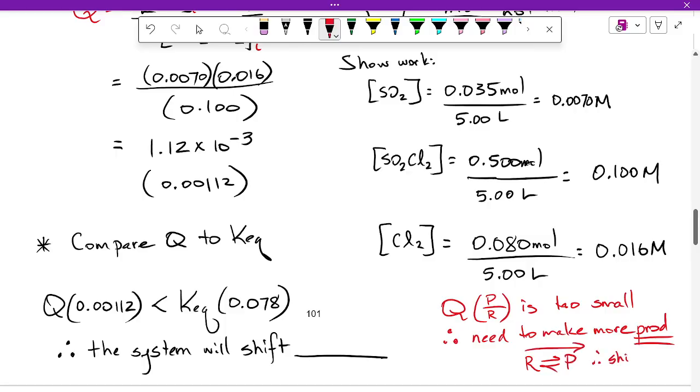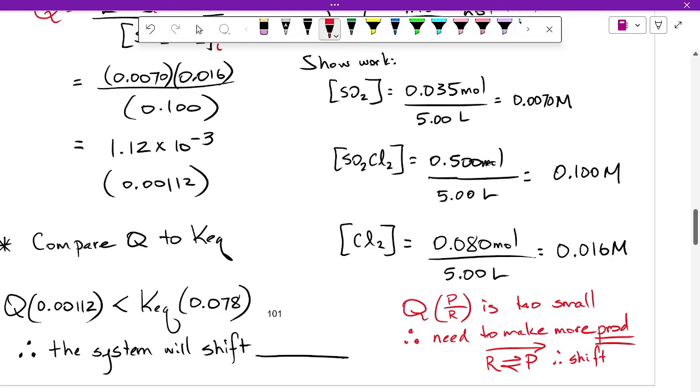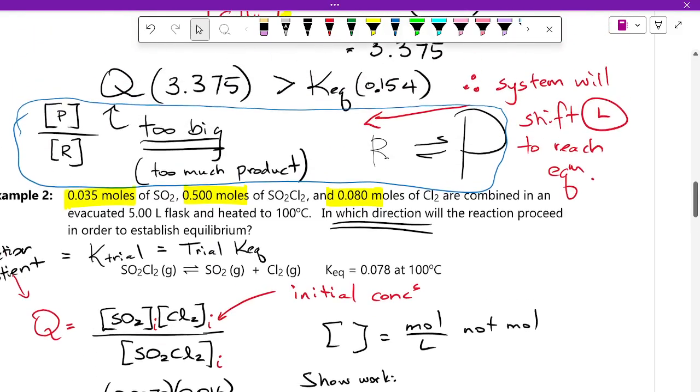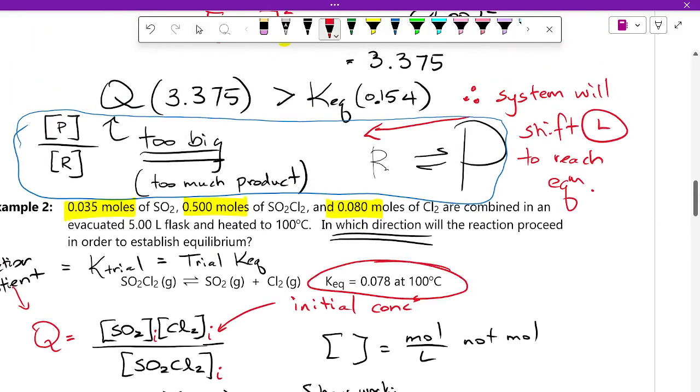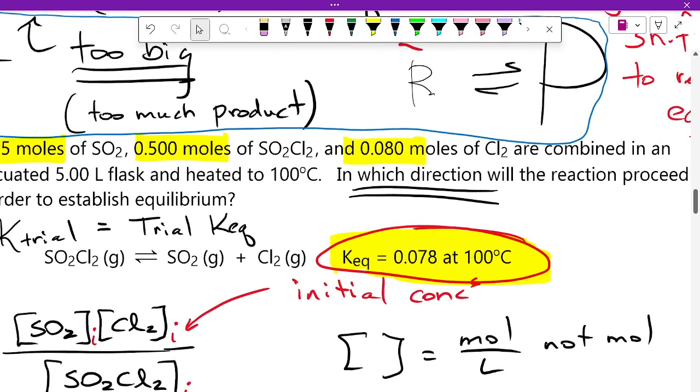Therefore, it's going to shift which direction? Right. Okay, you don't need to write this part, but this is how you can think about it. If you want to write that part, it's fine, but you don't have to. So, yes? Okay, so if you've got a Q situation and it says which direction will it shift, they will give you the Q. They have to. Okay?